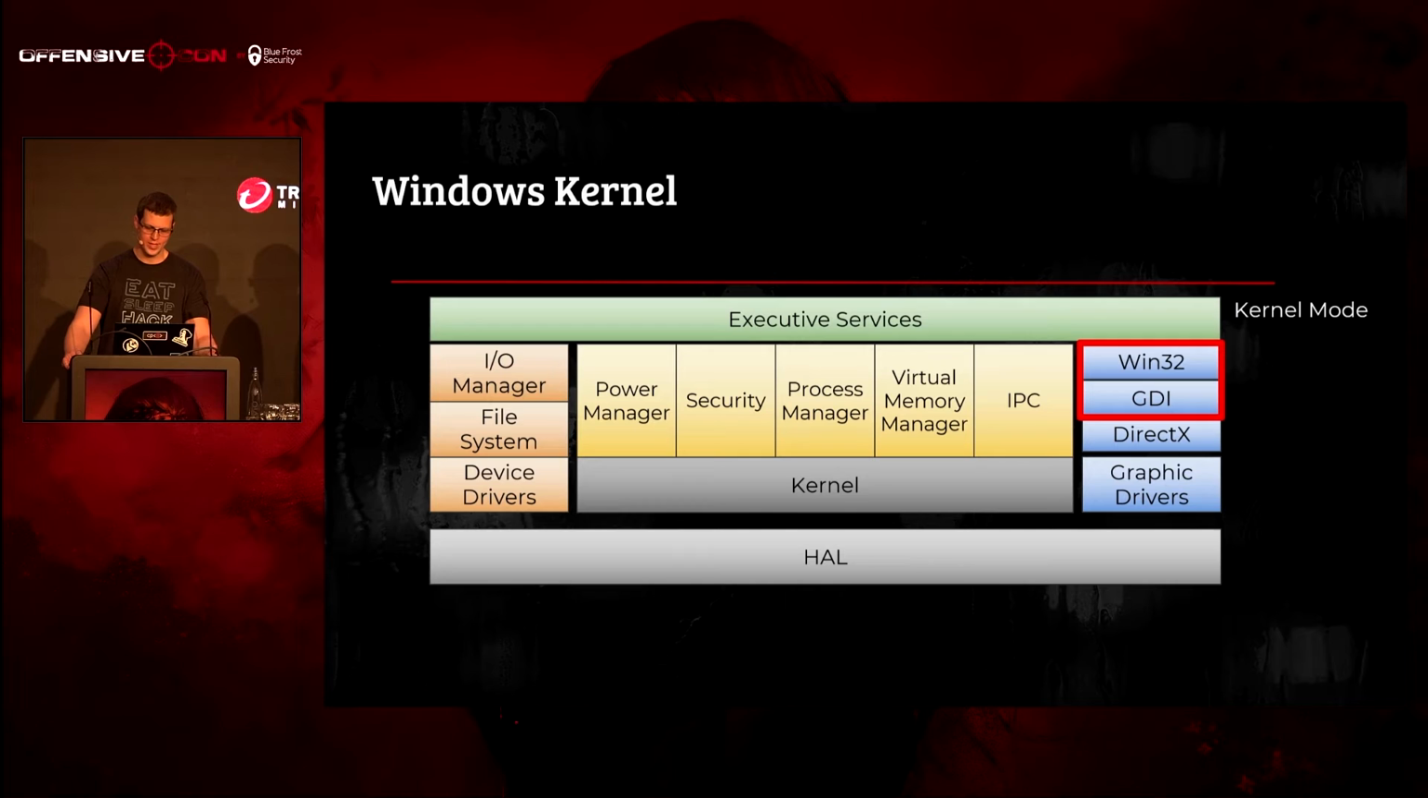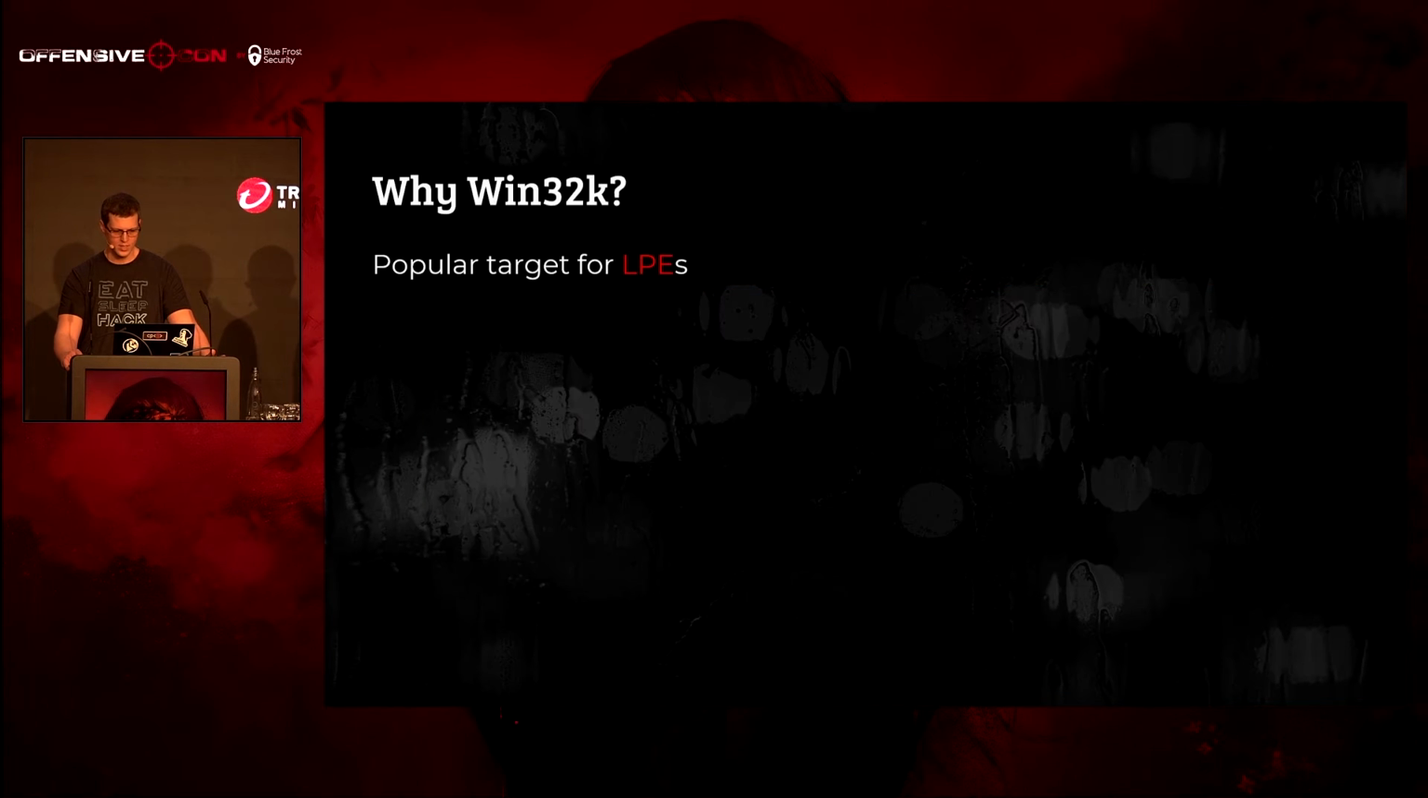First, what is Win32k? It's the kernel side of the Windows subsystem, which is the GUI infrastructure for the operating system. It includes 2 major parts, the user, which is also known as the window manager, and GDI, which is the graphic device interface. So why Win32k?